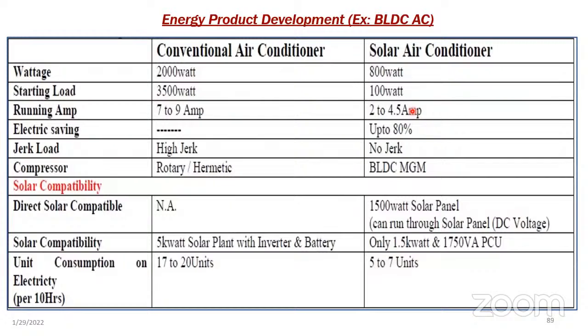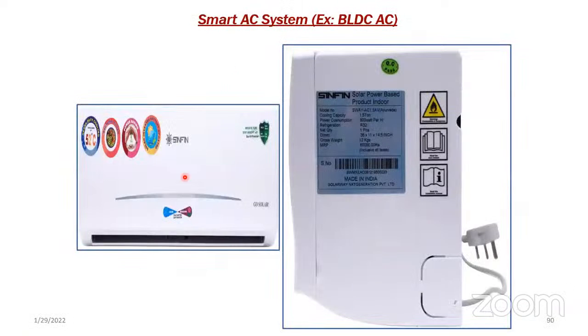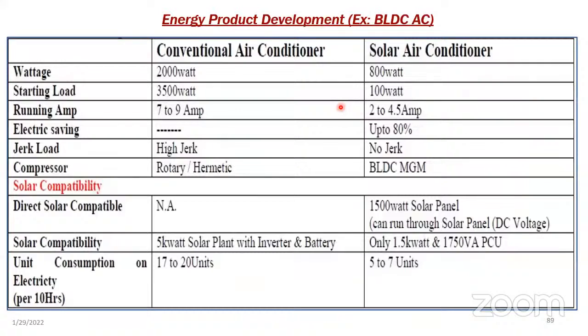Now BLDC ACs are also available. There's a company called Sinfin. You can go to their website. This is manufactured in India, a Make in India product. In Uttar Pradesh, there is a company called Sinfin. They are manufacturing BLDC AC. A normal 5-star, 2-ton AC will consume 2000 watts, whereas this AC will consume only 800 watts.